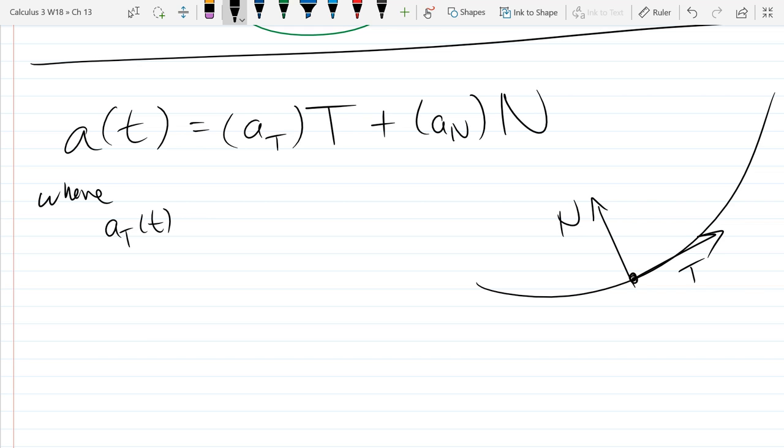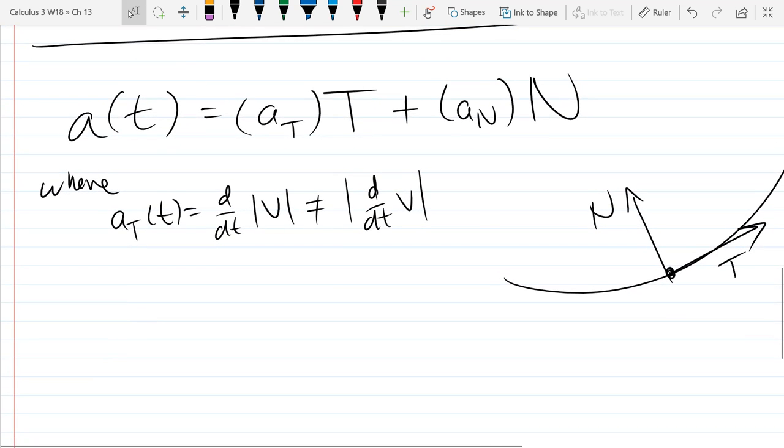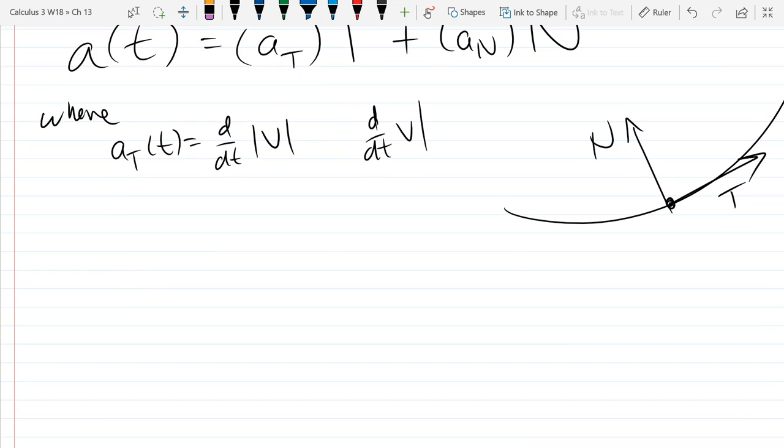So AT of t is the derivative. Now, I have to be careful, it's a derivative of the magnitude of the velocity, not the derivative of the velocity. So the order is super important. I'm not 100% sure, but I do not think this is the same as taking the derivative and then getting the magnitude. So be careful with that, the order is important. So that's AT, and then AN of t is kappa times the magnitude of velocity squared.